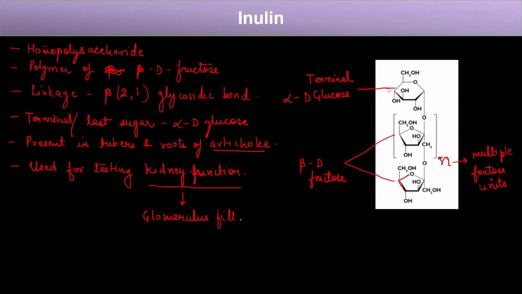By looking at the glomerular filtration rate, or GFR, the kidney functioning is being tested. And in this GFR, what is being tested? It's inulin. This is about inulin, the third polysaccharide, and it is also a storage polysaccharide, like glycogen and starch.